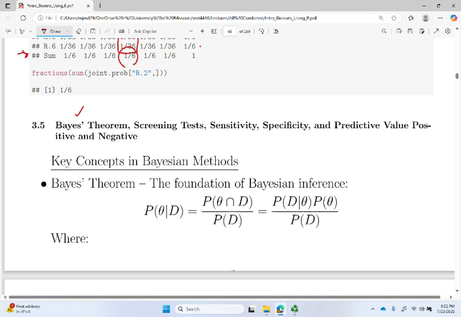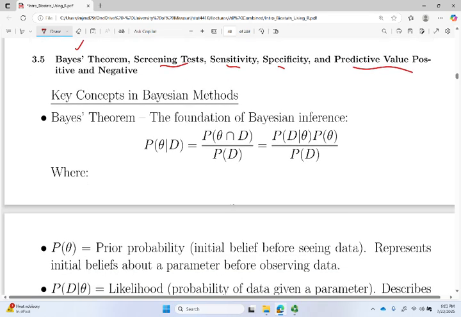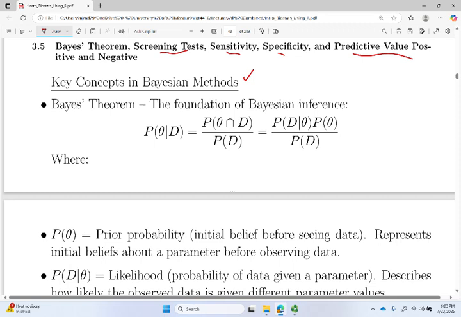Now, Bayes' theorem, and we're going to look at screening tests. If you go in and they test you to see if you have some disease, then there's nomenclature associated with those screening tests. The ones we're going to look at are sensitivity, specificity, and predictive value, positive and negative. But before we do that, let's look at some key concepts of some Bayesian methods.